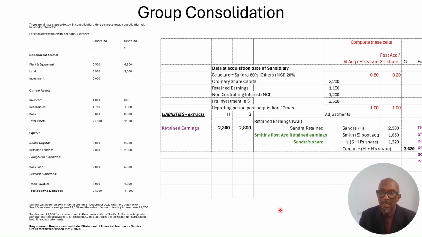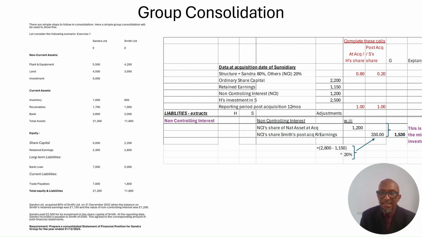Go through this again and understand what we've done here. First, H's figure is isolated and put straight to the consolidation. Then we need to get S's acquisition retained earning. So you have to remove the retained earning as at acquisition date from that at reporting date to give you the post-acquisition balance. It is on this post-acquisition balance that you apply the percentage of H to get the 1,320, which we now add to 2,300 to give us the 3,620 for the retained earning. Okay, practice makes perfect. Go through this once more to make sure you understand what we're doing here.